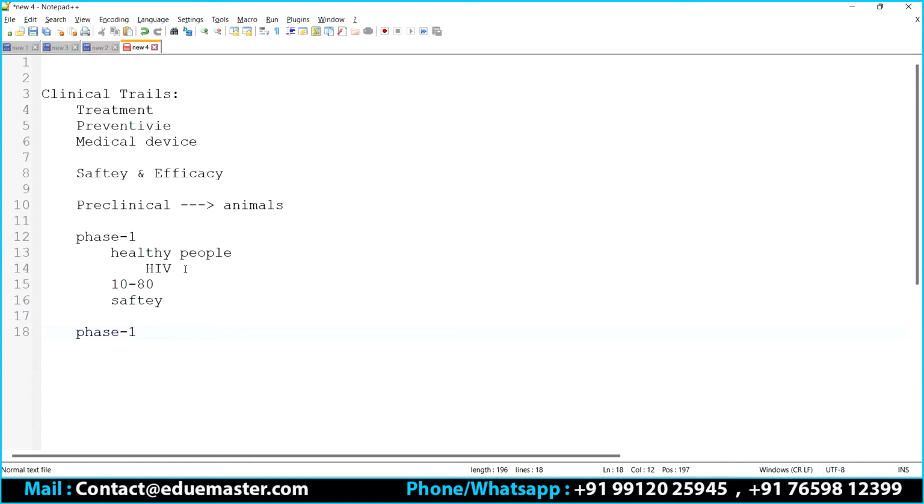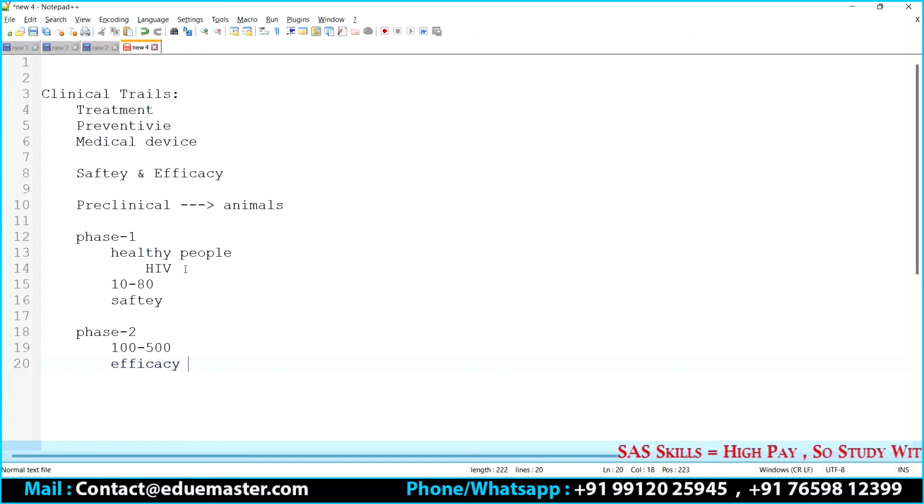Then we have phase 2. Under phase 2, we will extend our group from 100 to 500 people. Here we are going to have a mix of people. We go with healthy people. We also take care of some patients. While considering the patients, we consider patients who are suffering with the same disease, and we also consider patients who are suffering with different diseases. Correct? So same disease as well as other diseases. At the same time, we are also going to consider healthy subjects. Here, the primary thing that I am expecting is efficacy.